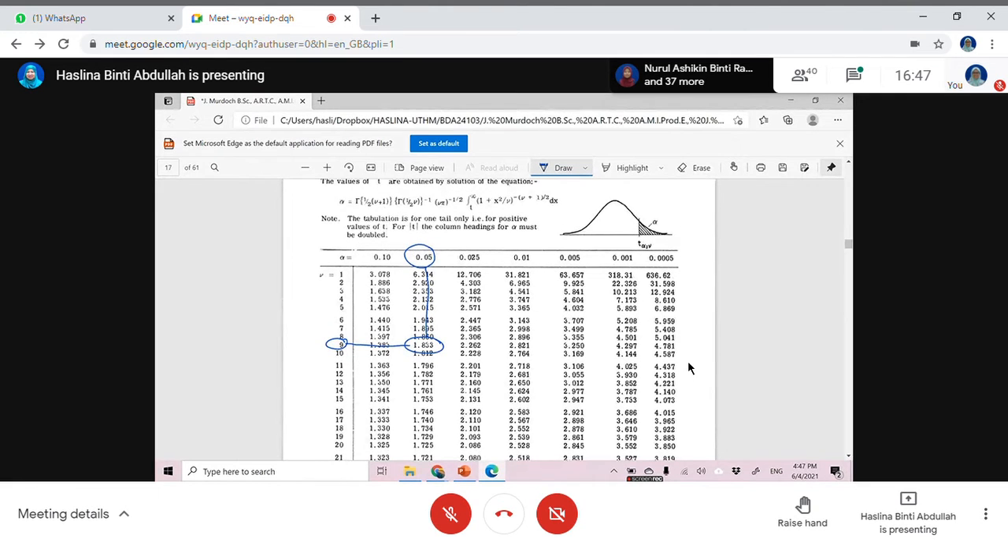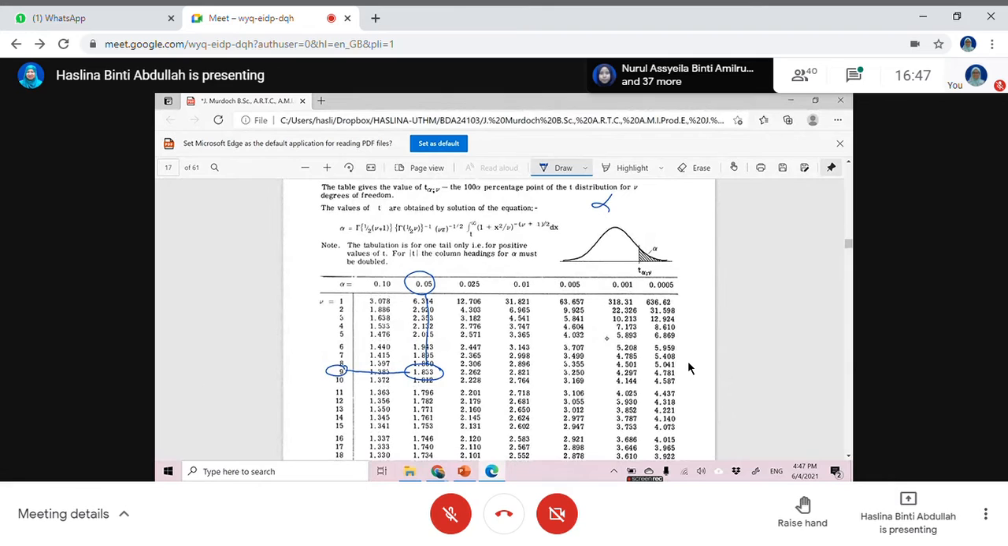If I state the alpha is equal to 0.05, alpha refers to the area. This is the area alpha. If the area is 0.05, the probability refers to the value of variable x, 1.833. Now, if the value of alpha is 0.025 and the number of samples is equal to 11, what is the value under the curve?